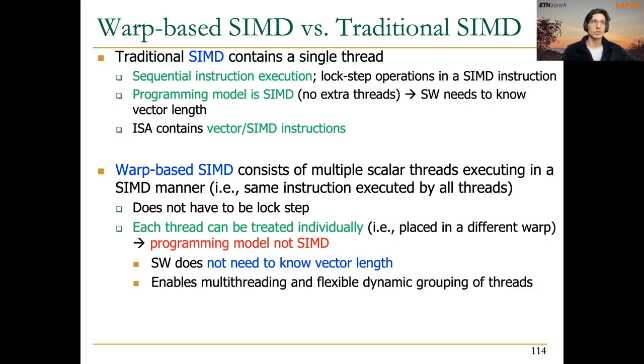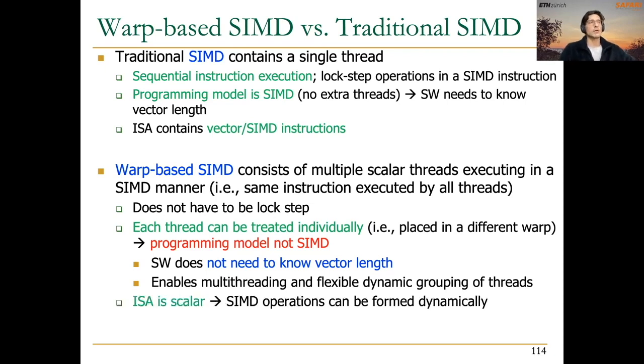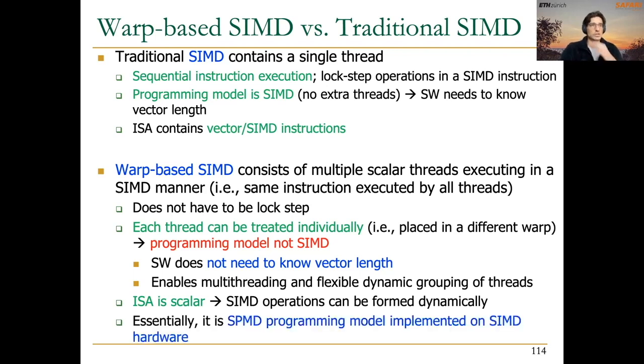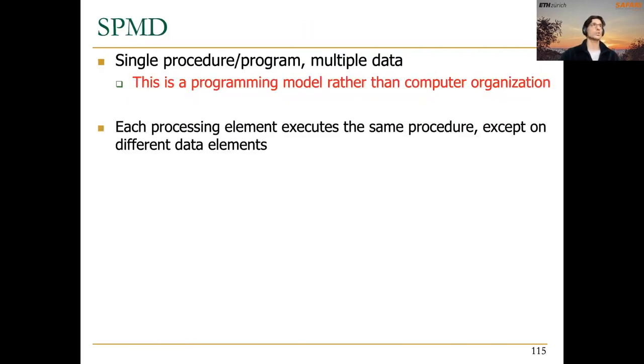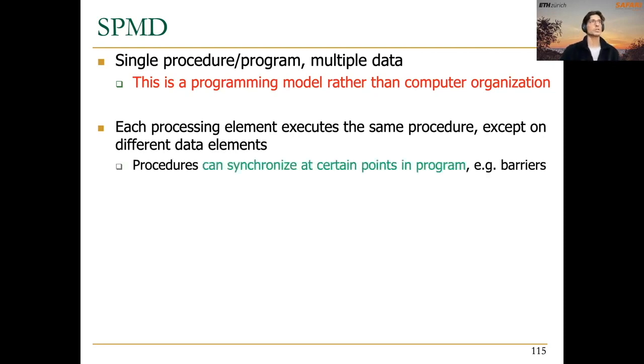We don't need to worry about the vector length. In the end, the programmer doesn't need to know that the warp size is 32. You could write a CUDA program without having any idea about the meaning of a warp, and your program would work because the ISA is scalar and you write code for individual threads. And this is essentially the way of implementing a SPMD programming model on SIMD hardware. SPMD, as you already know, is single program, multiple data. It's a programming model, not a computer organization.